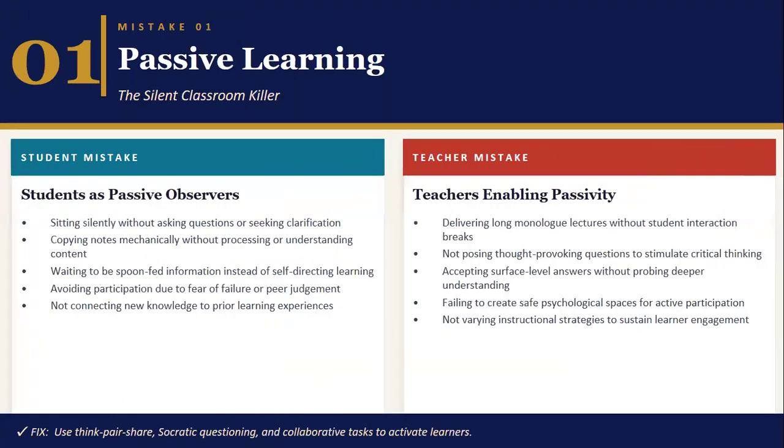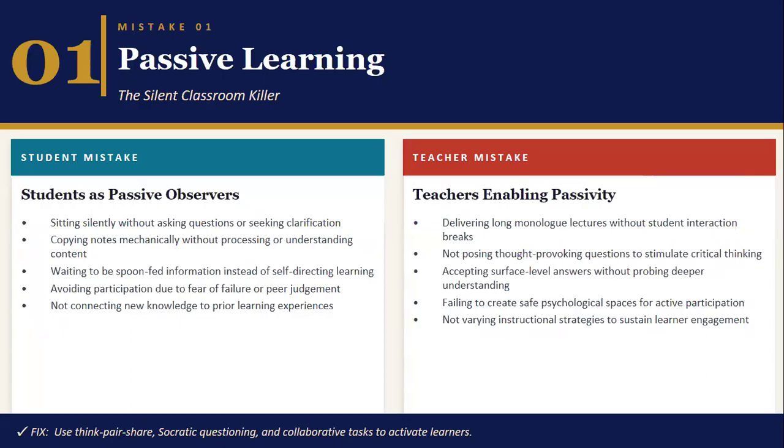So first one is passive learning, mistake number 1. Let us begin with the first and most common issue, passive learning. A passive classroom is often said to be quite silent, but silence does not mean learning is happening. Let us see it from either view, from the student's perspective.